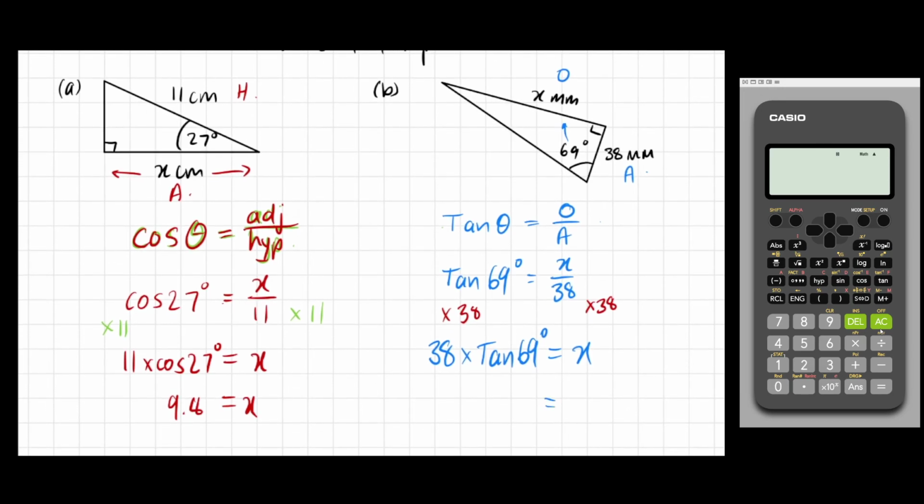And finally, we put it into our calculator and get 38 times tan 69 degrees, which gives us 98 point, let's round it to 2 decimal places, 98.99. So there you go, that's how we can find some unknown sides.